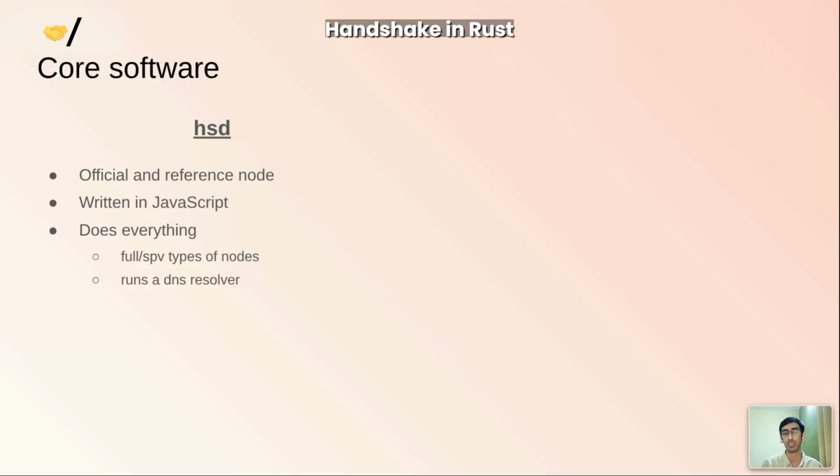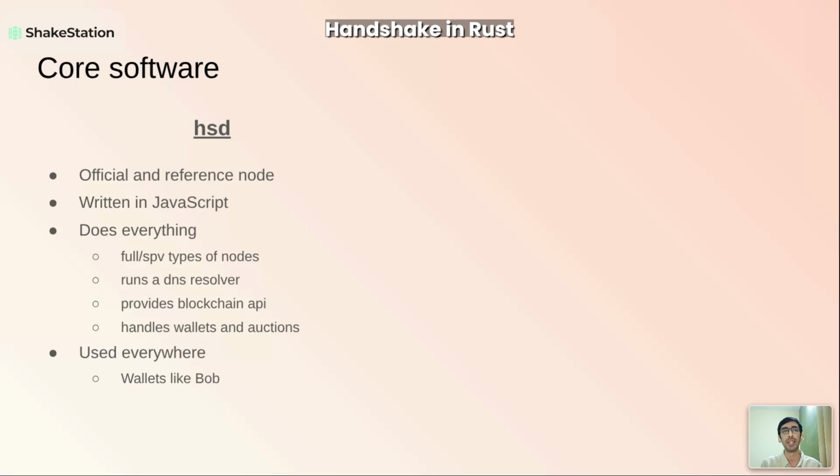HSD also runs a DNS resolver, which lets you browse and access Handshake domain websites. It also provides access to the blockchain data in case you want to read something off of it. It lets you participate in auctions, handle wallets, spend, and it's everywhere. Anything you use in Handshake is probably using HSD or is talking to something which uses HSD. That includes Bob Wallet or any of the platforms that you use.